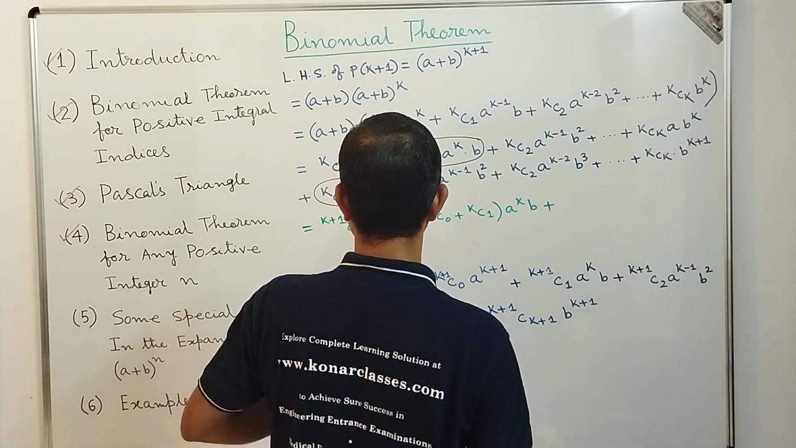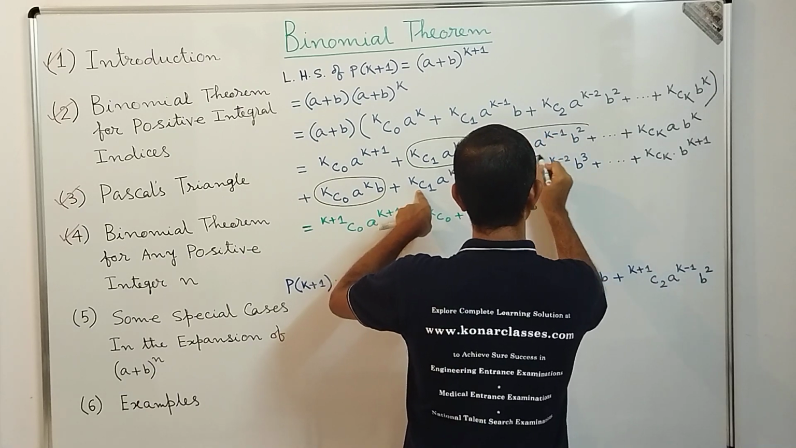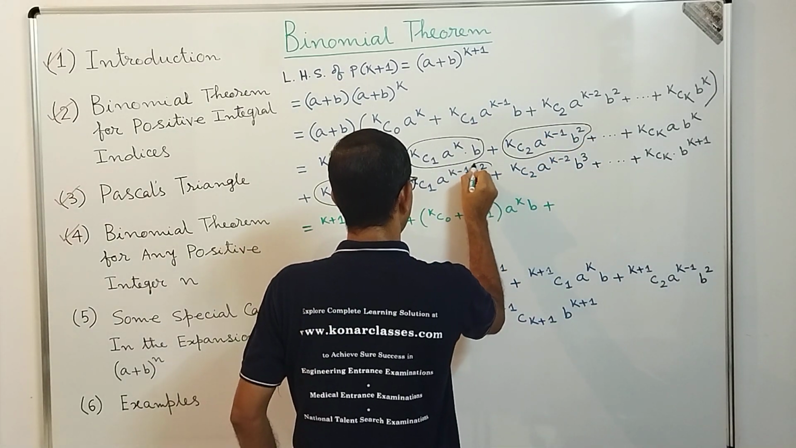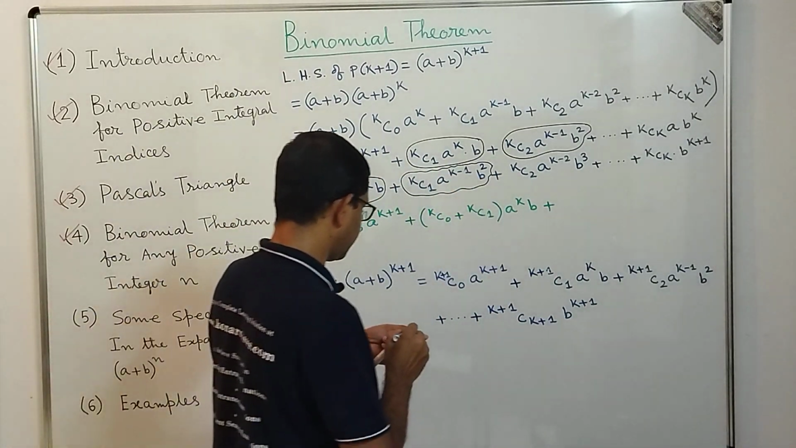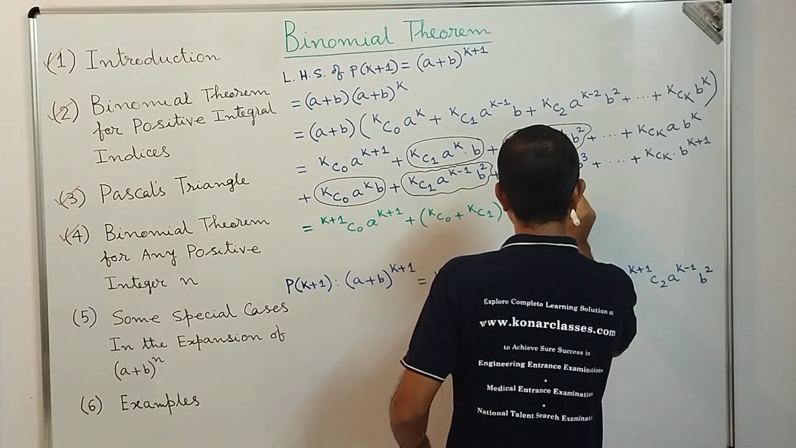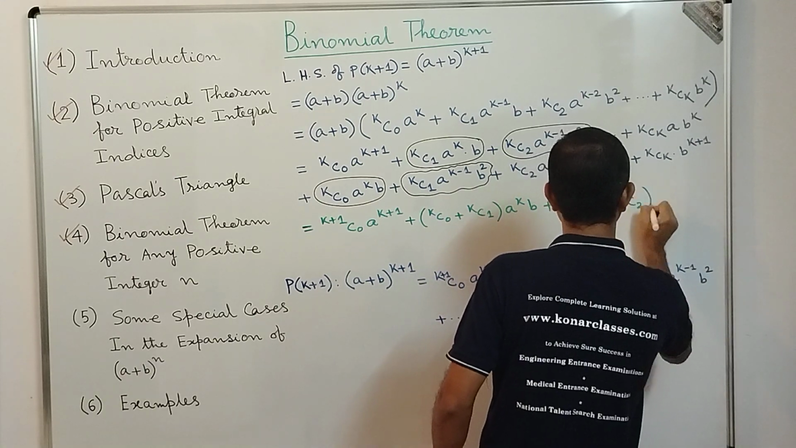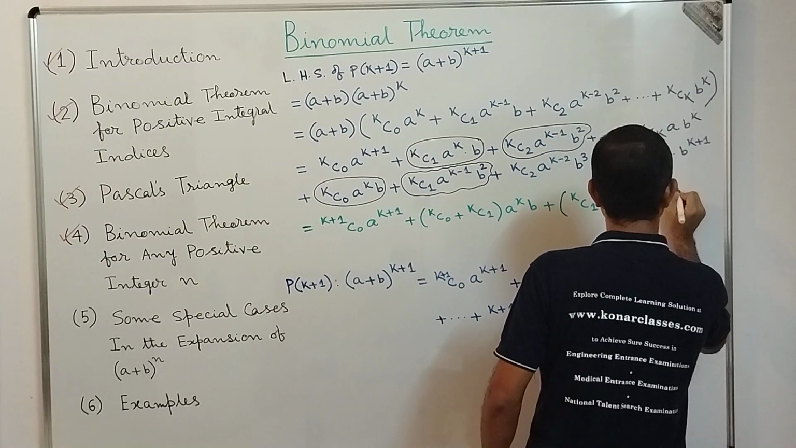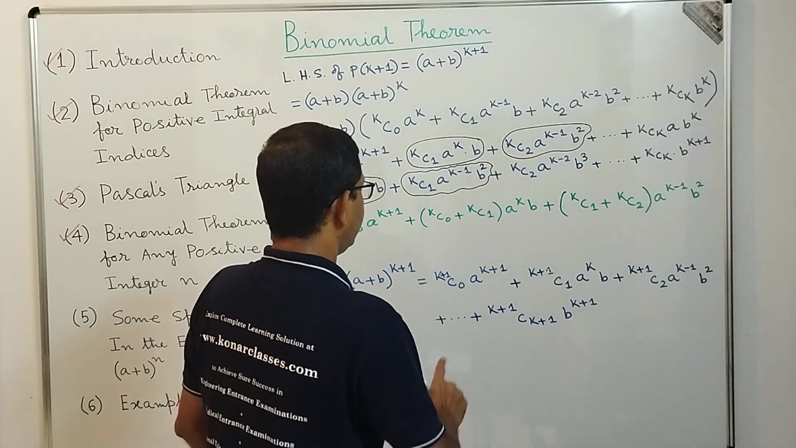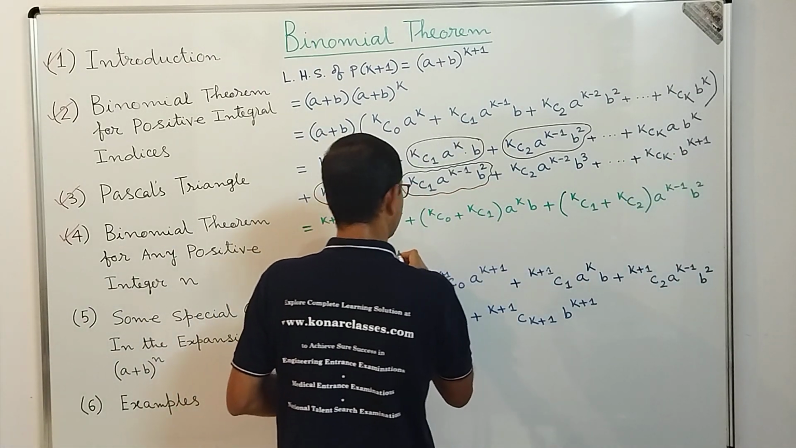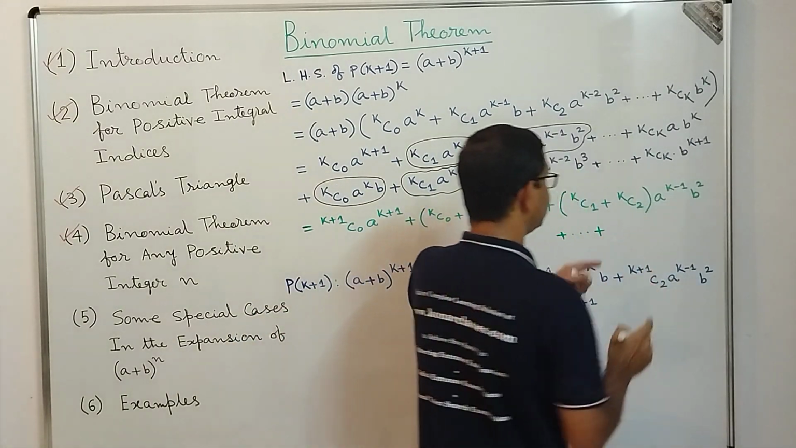it is done, correctly done. So a^(k-1) into b square is this one, and here also we get a^(k-1) into b square. So we can club this together. So what are we going to get, dear students? Plus (kC1 plus kC2) into a^(k-1) into b square. Okay. In that way, if we continue, then what are we going to get? It will continue like this, and the last term is kCk.